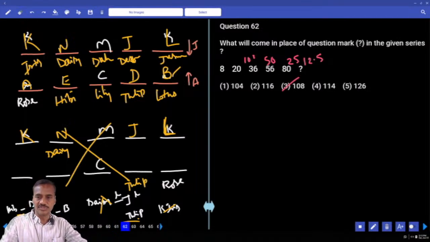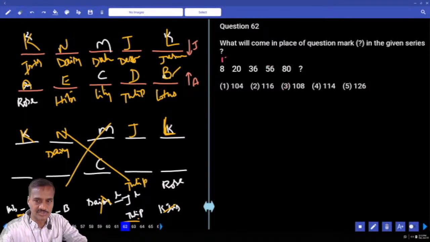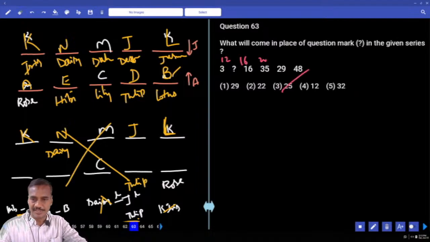Then next one, 62. 8, 20. What to do? The difference is 12. Next ones are 16, 20, 24, 28. The answer is 108, choice 3.